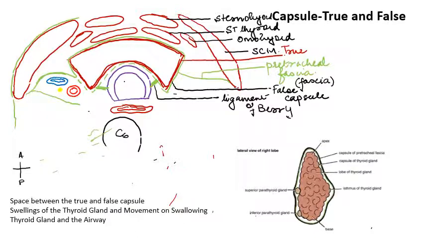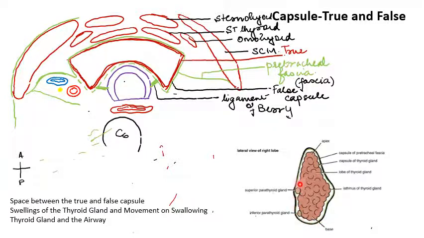So the gland is enclosed by two. On the inner side, there is the true capsule, which is the condensation of the stroma of the thyroid gland. And on the outside is the false capsule, which is formed by the pretracheal layer of the cervical fascia. The false capsule, and this would be the true capsule of the gland.